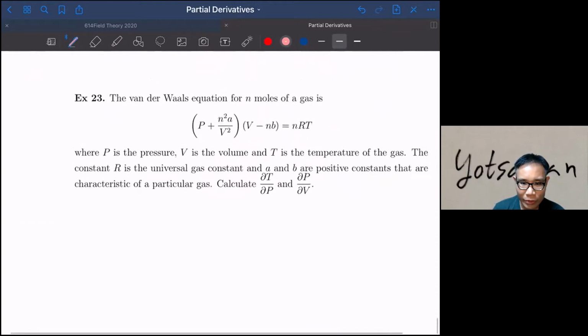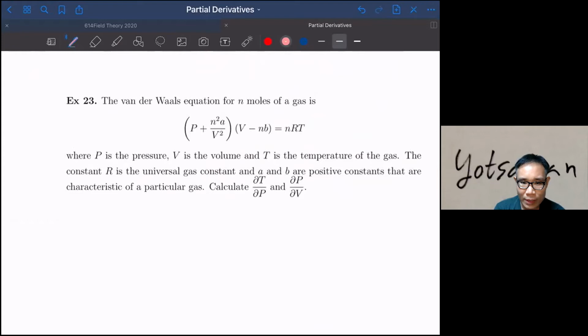This one comes from chemistry, and the question asks you to calculate dT/dP and dP/dV. So for this one, it's going to be a little bit complicated. I give you some hint first and then see whether you'll be able to get it. So you obtain for me F of P, V, and T equal to 0. Find the capital F(P, V, T) equal to 0 by doing the same thing as the previous example.